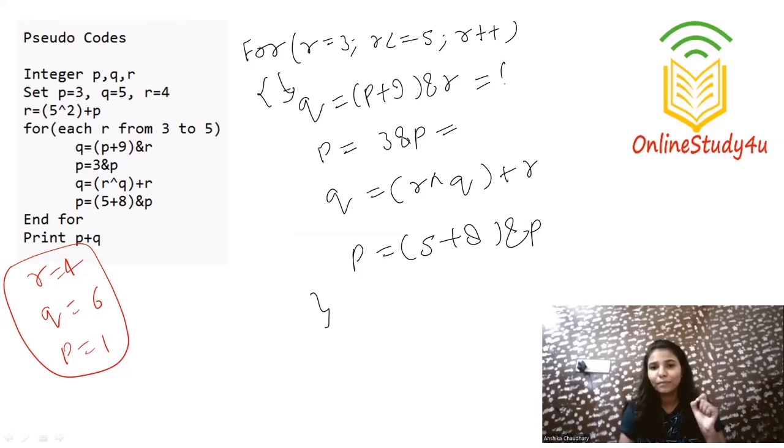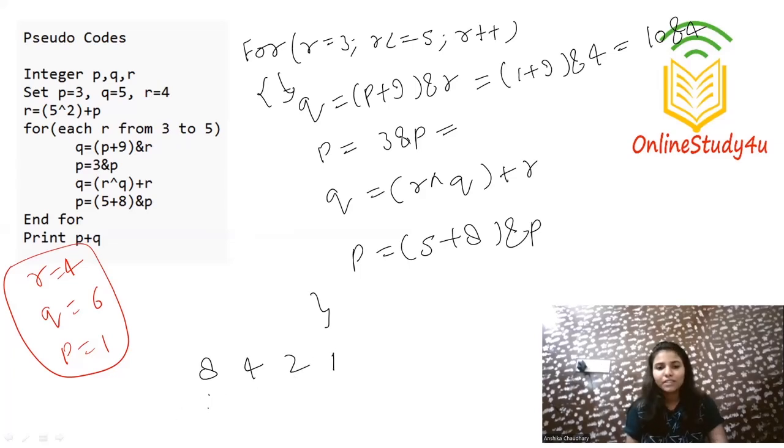So Q assign P plus 9. So what is the last updated value of P? P was 1. So 1 plus 9 and R. R is 4 this time. So 10 and 4, right? Let's find out 10 and 4. So 8, 4, 2, 1. 10 will be 8 plus 2, so we will mark 1 here and others are 0. And 4 is 0, 1, 0, 0. So what is the AND operation of this? 0, 0, 0, 1, 0, 1, 0, 0, so it will be 0 only. And this time Q value is 0.